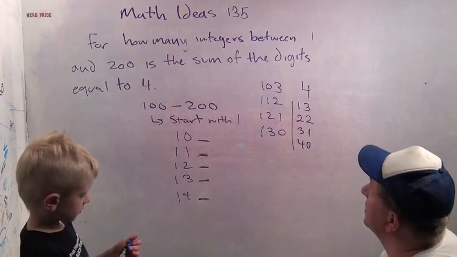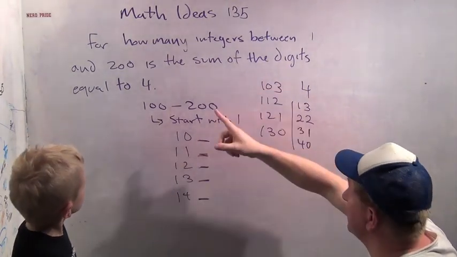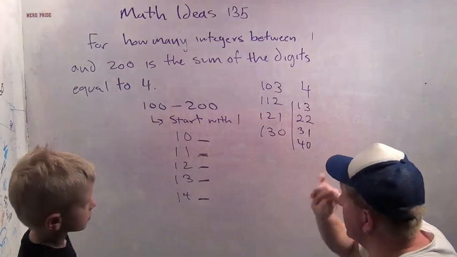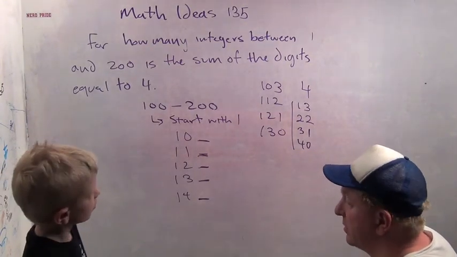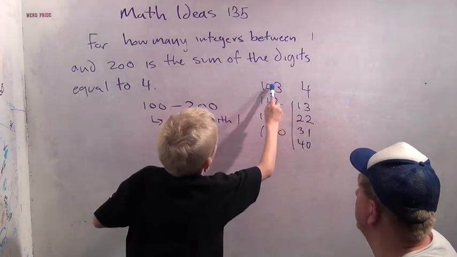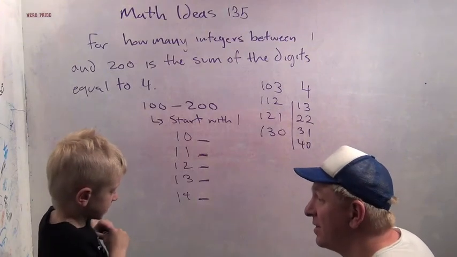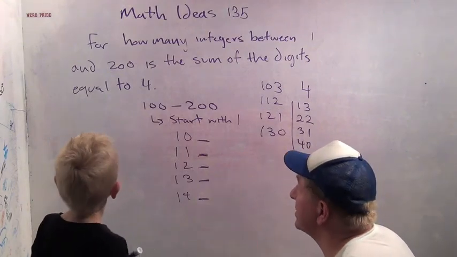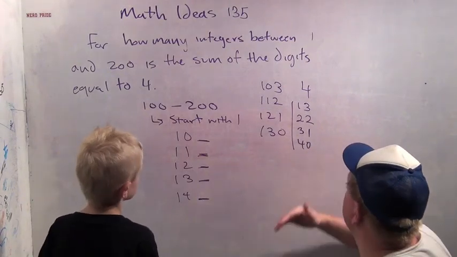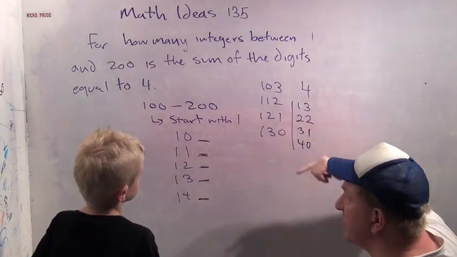So the question was, how many of these integers between 1 and 200 have a sum of the digits equal to 4? So how many of them are there? There's 1, 2, 3, 4, 5, 6, 7, 8, 9. Nine. Great job. So that's about systematic counting. We start with the low numbers and work our way up, then we start with the bigger numbers and work our way up.